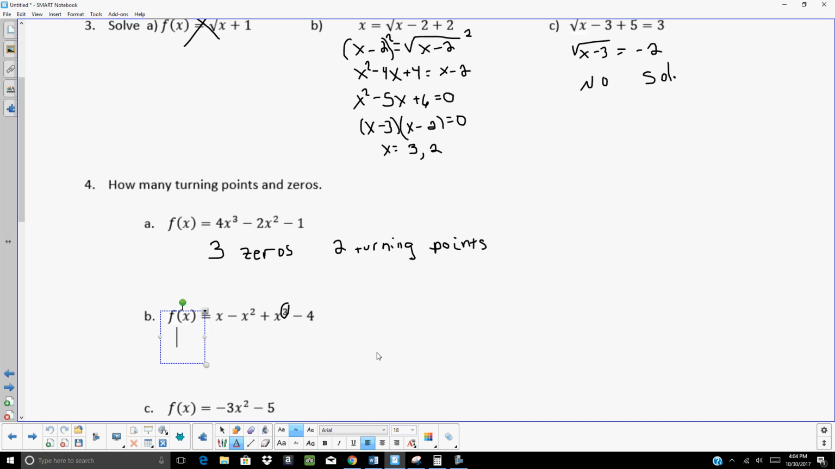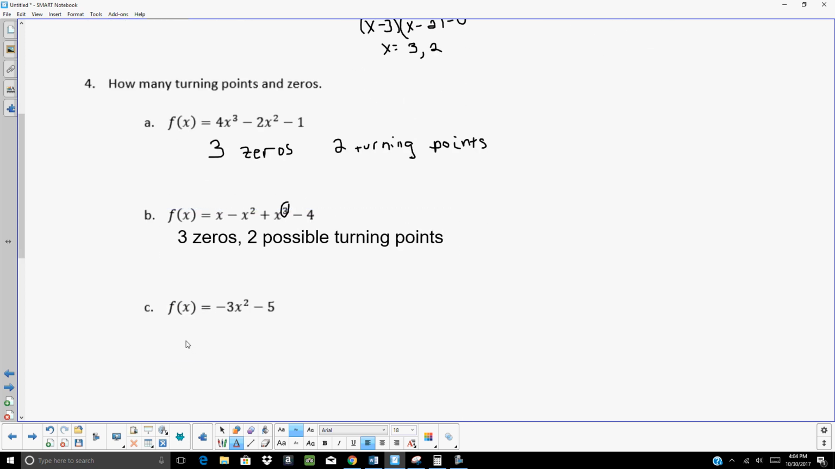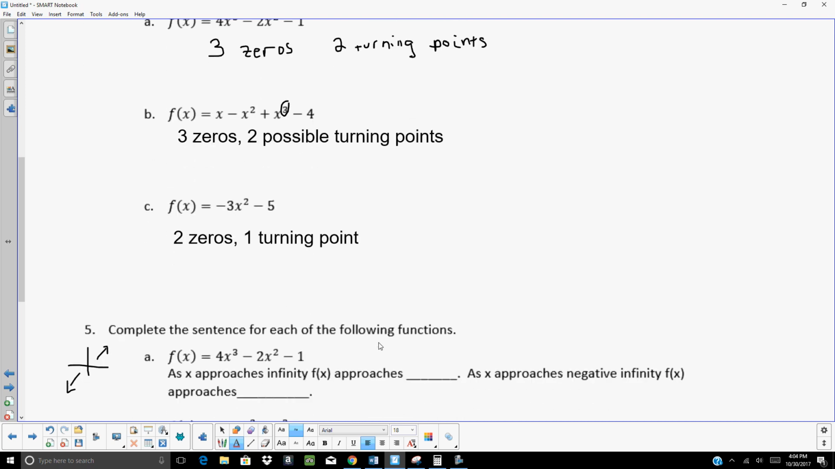On this one, 3 zeros, 2 possible turning points. And on C, it's going to have 2 zeros, 1 turning point. So if you see something like that, those should be actually give me questions. We're not trying to trick you or anything on that.